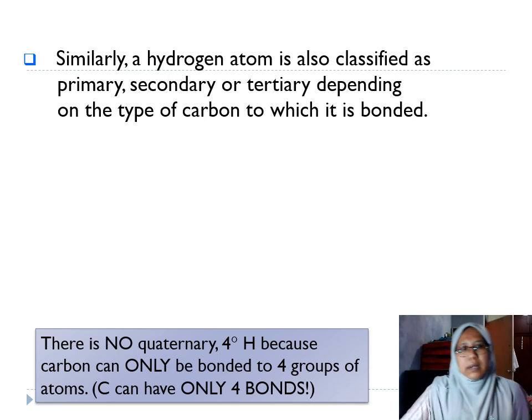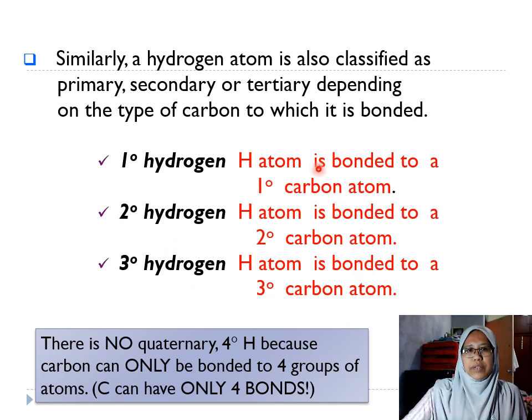Similarly, a hydrogen atom is also classified as primary, secondary, or tertiary depending on the type of carbon to which it is bonded. And we have done all the hydrogens. When the hydrogen is attached to a primary carbon, it becomes a primary hydrogen. So a tertiary hydrogen is basically attached to a tertiary carbon. There would be no quaternary hydrogen because the carbon would be bonded to 4 other carbons when it is a quaternary carbon. Carbon can have only 4 bonds.